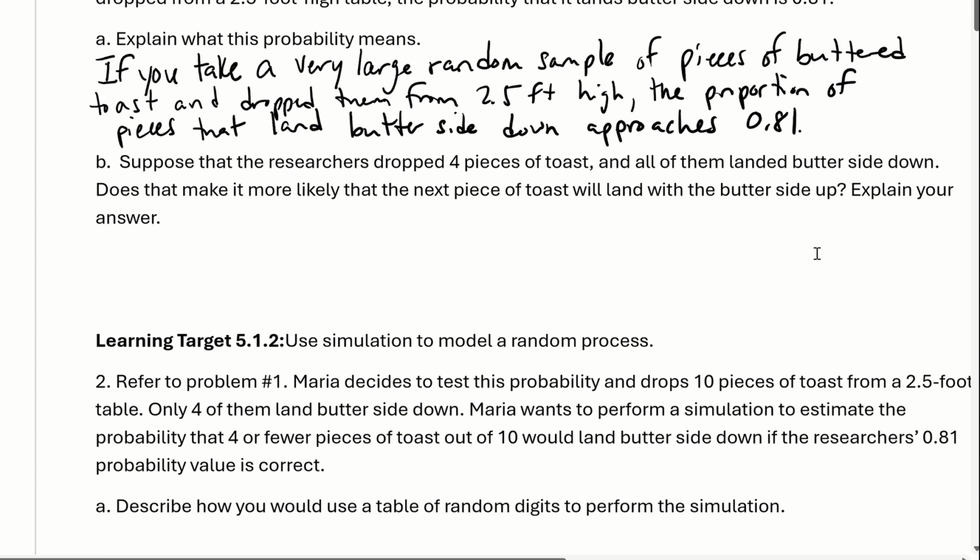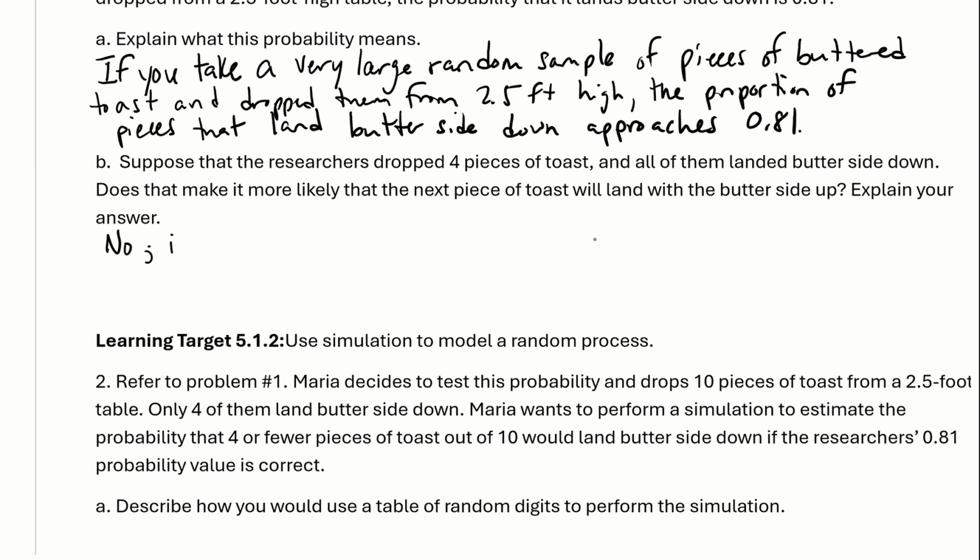All right, so suppose that the researchers dropped 4 pieces of toast and all of them landed butter side down. Does that make it more likely that the next piece of toast will land with the butter side up? Explain your answer. And the answer is no. Remember that randomness is unpredictable in the short run. Chance behavior is only predictable in the long run. So we can only predict that in the long run 81% of the time it should land butter side down, but that doesn't mean that we can predict it in the short run. So it's not guaranteed.